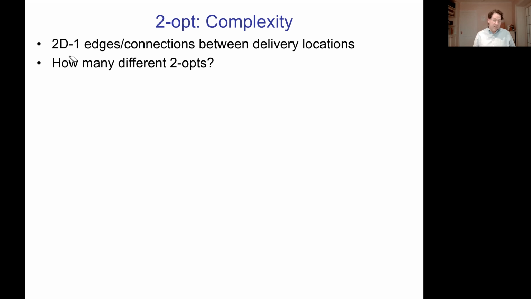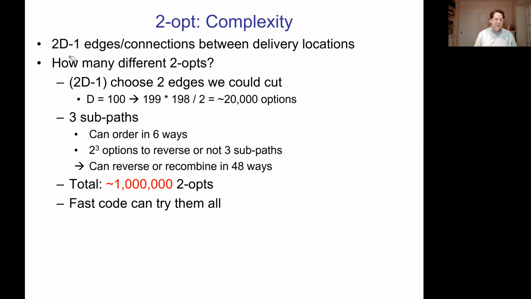So the first thing I have to think about is how many different ways could you cut these edges? You're going to cut two edges, and there are 2D minus 1 of them. So how many different ways could you cut up this long path into three different subpaths? Okay, so I see 2D minus 1, C2. What is C? Choose 2. Yeah, okay. So 2D minus 1, choose 2. And yeah, that's exactly right.